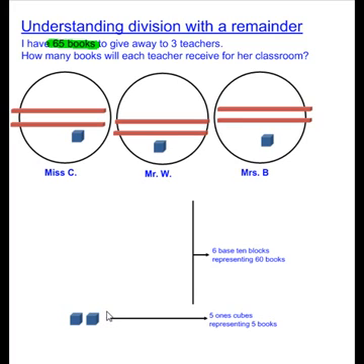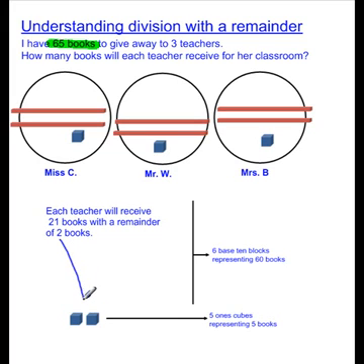Again, in modelling how to write proper responses to your students, you'll want to encourage them to write it out correctly, and it might look like this. Each teacher will receive 21 books with a remainder of 2 books. And here's our remainder of 2.